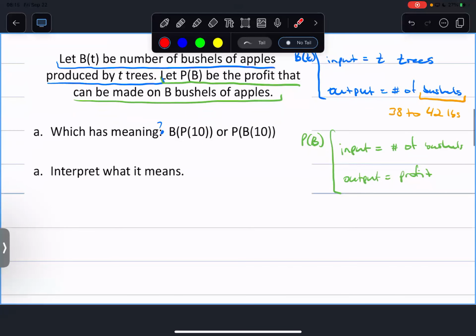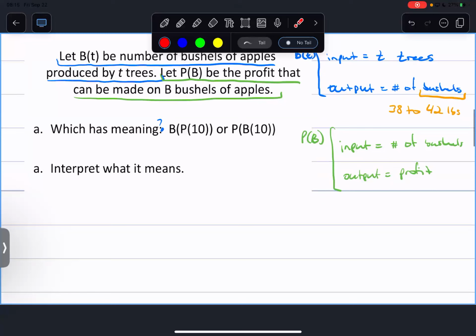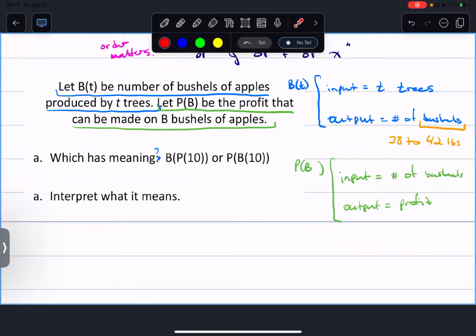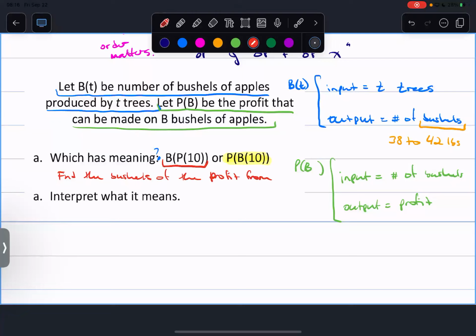And bushels is turning into a funnier word by the minute. The more I say it, the more I'm starting to... Is that a real word? Bushels. So here, this one's the real one, right? Because this one says find the bushels of the profit from 10 bushels. Doesn't make sense. Yeah, bushels.